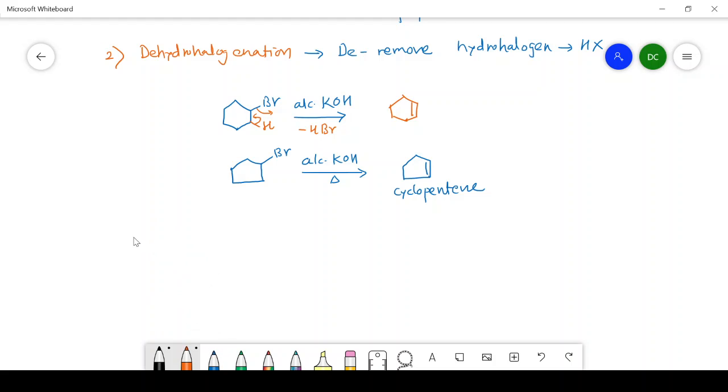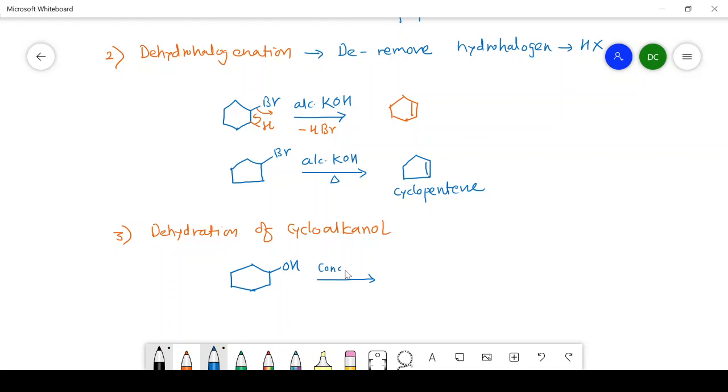The last method for preparation starts from cycloalkanol. Cycloalkanol on dehydration in presence of concentrated H2SO4 eliminates a water molecule to form cycloalkenes. An example is cyclohexanol. When it is heated in presence of concentrated H2SO4, the function of H2SO4 is to remove water molecule, because it is a dehydrating agent.